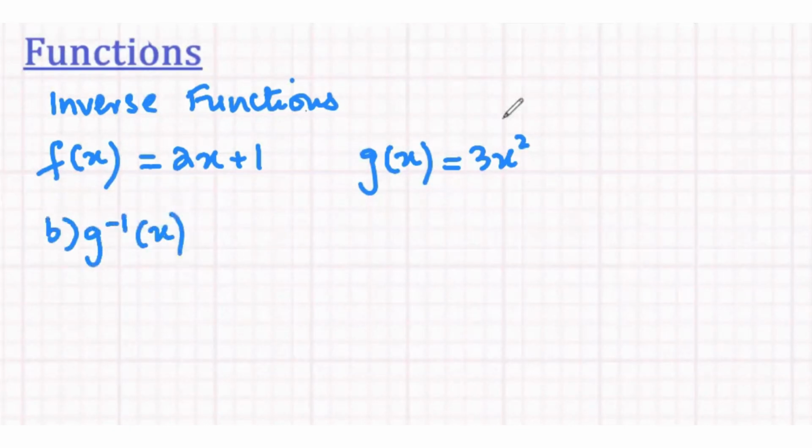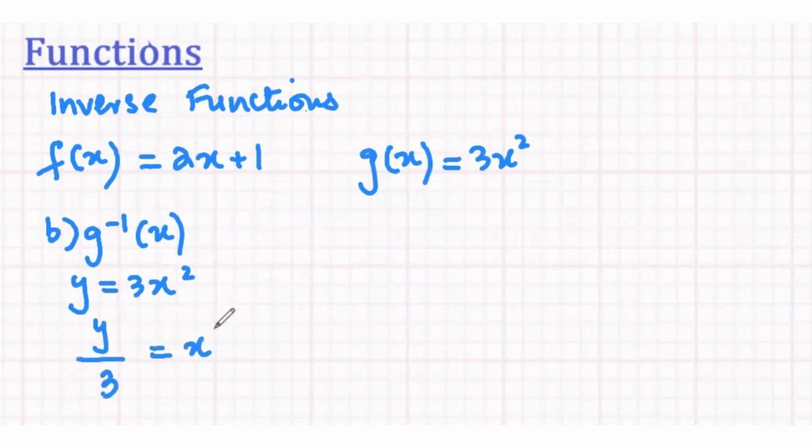To find the inverse of g, once again, the first step is going to be the same. You replace g of x with y, so y equals 3x squared. Try to make x the subject. So first we bring the 3 to the other side, so that's going to be y divided by 3 equals x squared. Now to get rid of the square on x, what we will do is we will square root both sides.